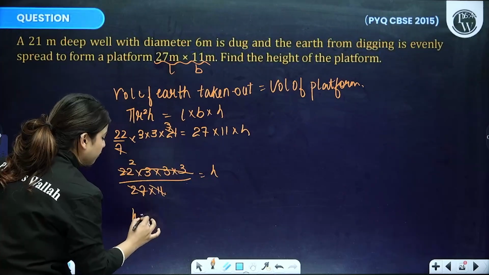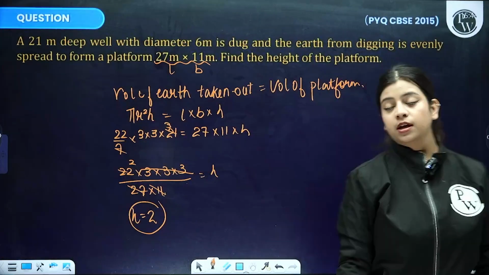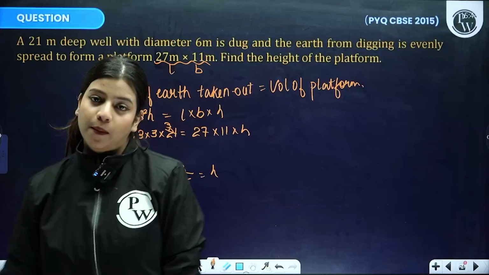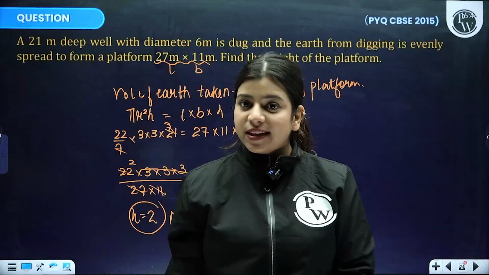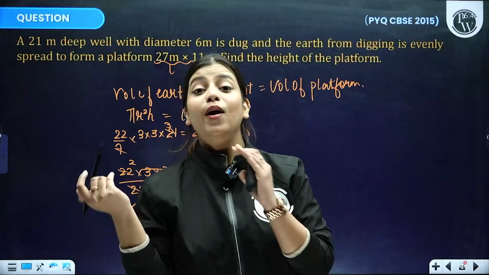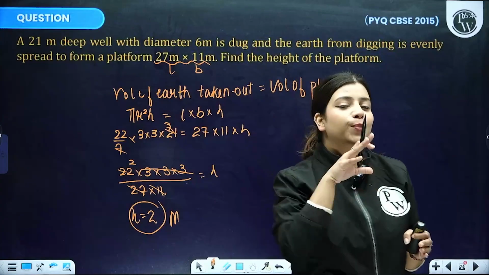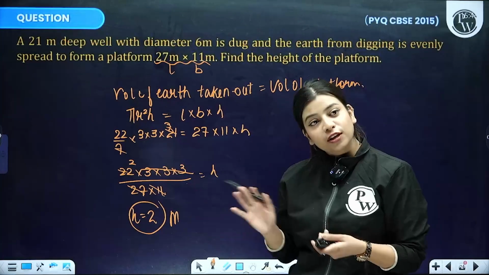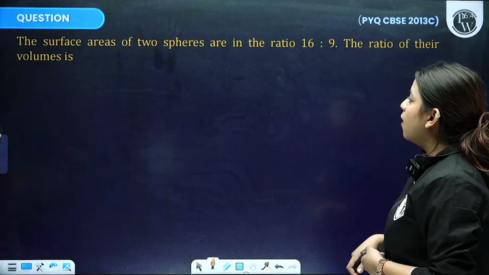So the height of the platforms comes out as 2 meters. So if I dig out the earth and from the same earth, or we can say from the same soil, I am making a platform, that platform will be in the shape of a cuboid. And if it is in the shape of a cuboid, that means the volume will be same, and that's how we can calculate. Let's move forward.